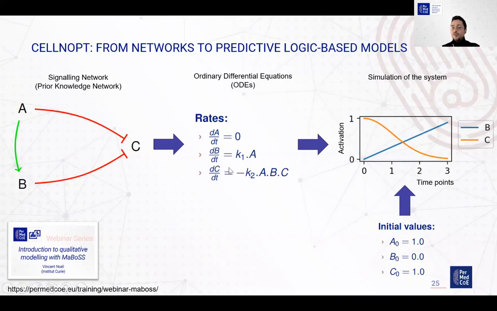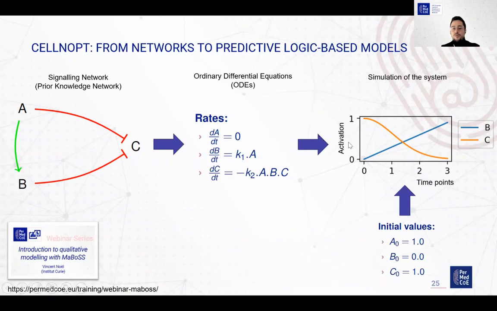For example, we can model a dynamic system by adding differential equations, which describe the behavior over time of the different species and how they interact. So imagine that the rate of change of A over time is constant. It's not going to change, there are no incoming edges. B can increase its activity linearly with respect to the activity of A. And C decreases with the activation of A and B and also by C itself, because otherwise we can end up having negative values.